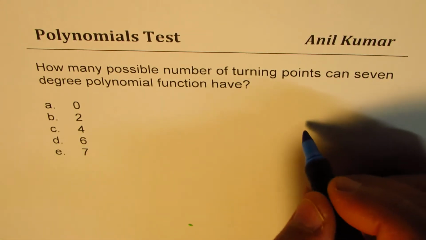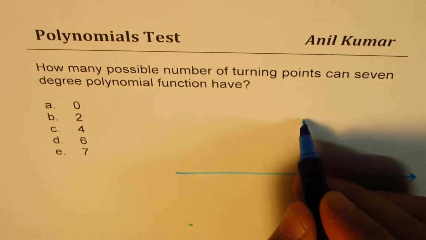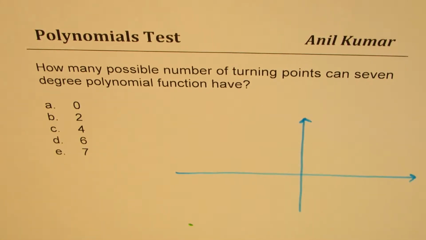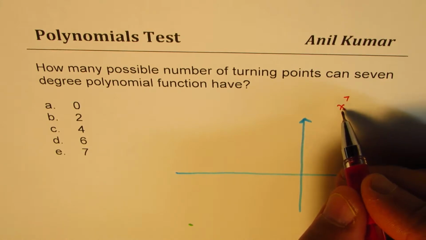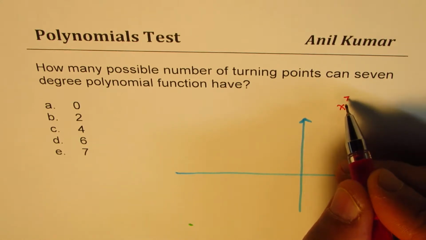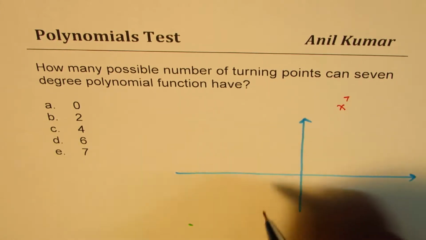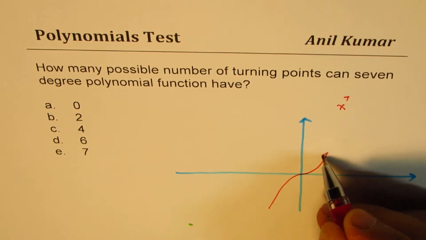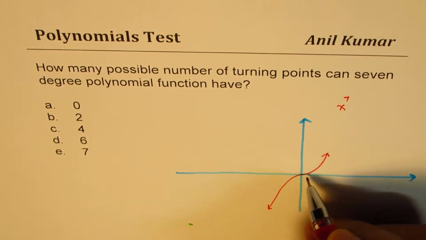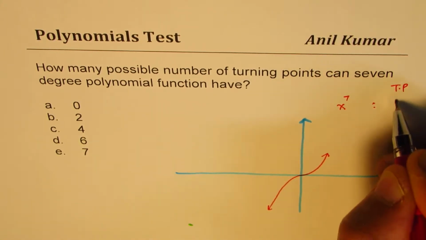Now let's see what are the turning points possible for a degree 7 function. x to the power of 7 is a degree 7 polynomial, right? How many turning points will it have? It could be drawn like this. As you can see, it does not have any turning point. So the number of turning points I can write for this is 0.